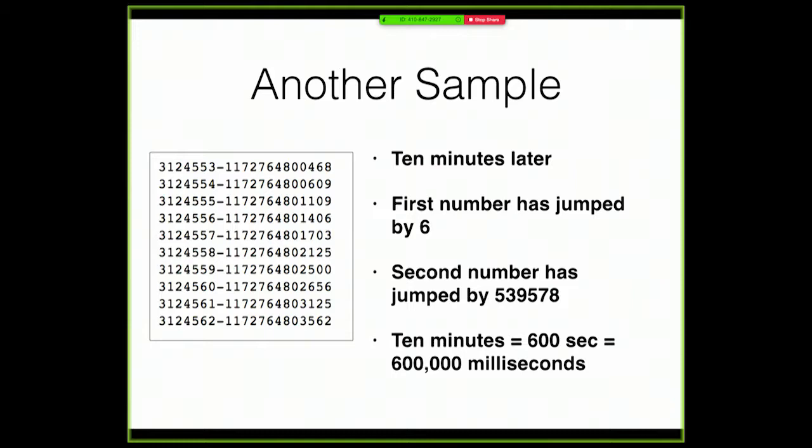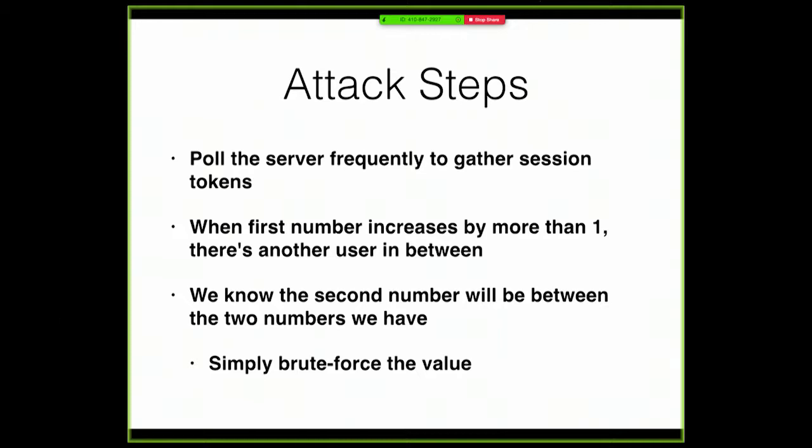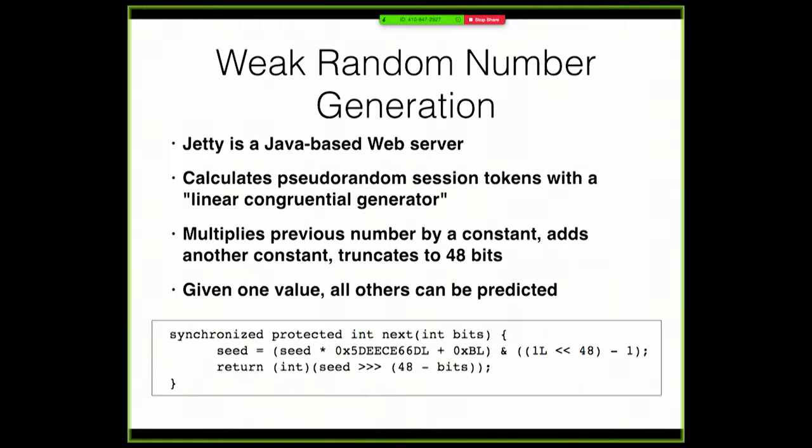So I'll pull the expression frequently to get tokens. If the first number skips one, that means somebody else logged in between. And now you know the second number will be between the two ones you have. You guess one time, guess the other, somebody else logged in. You know when they logged in because you watched the first number change, and you have a minimum and maximum value of the time, so you can just brute force the time, and now you can get in somebody else's account.